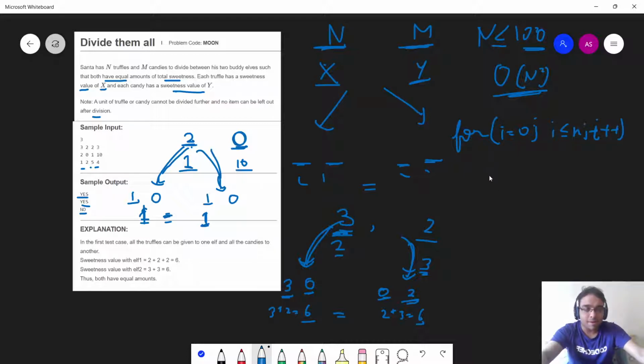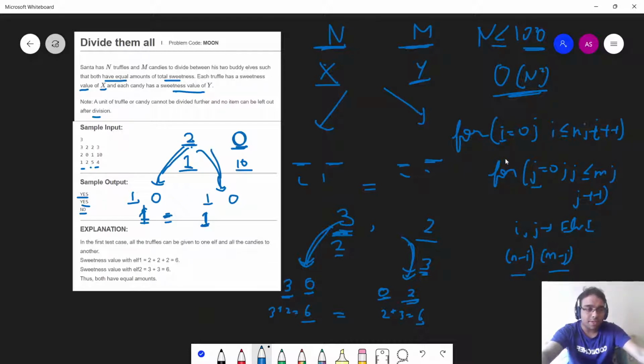And similarly, I can traverse in my candies for my j equals 0, j less than or equal to m, and j plus plus. Now what we'll do is, we'll try to fix the candies of I comma j as the first elf. So we'll fix the candies of I comma j belonging to elf 1, and we'll fix the candies of n minus I and n minus j to the second elf.